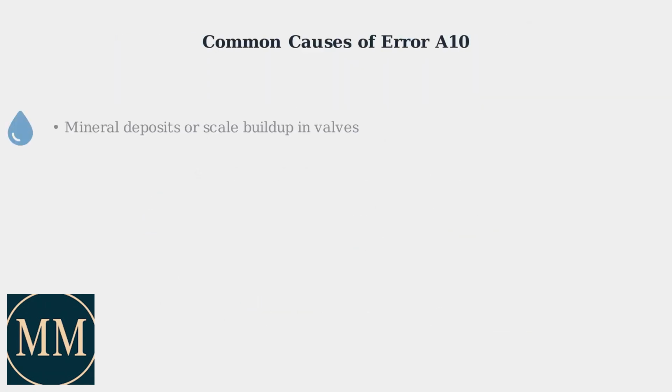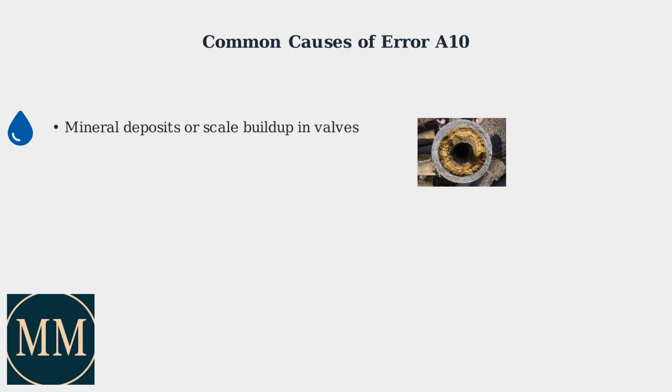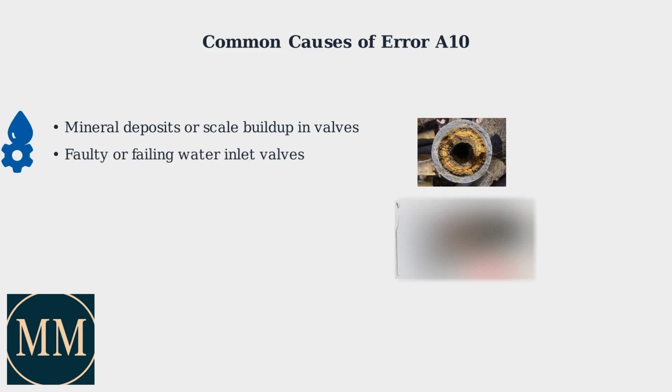Several factors can trigger the A10 error in Maytag washers. The most common cause is mineral deposits or scale buildup in the valves, often from hard water. This creates blockages that prevent proper water flow. Faulty or failing water inlet valves can also cause A10, as the valves may stick or fail to open properly.